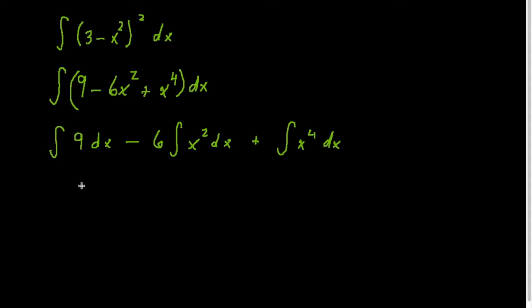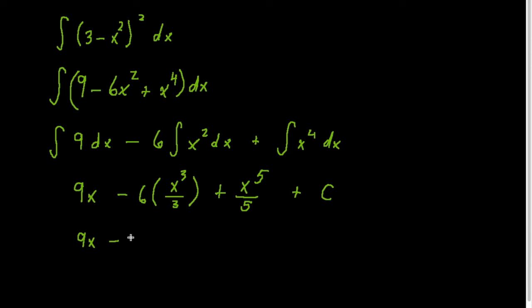9 will just become 9x. All of these will get plus c, but since we only need one plus c, we'll just save it for the end. Then we'll have minus 6 times x cubed over 3, once again using the reverse power rule, plus x to the fifth over 5, and then we'll just have 1 plus c for this entire thing. Clean it up a little bit to get 9x minus 2x cubed plus x to the fifth over 5 plus c.